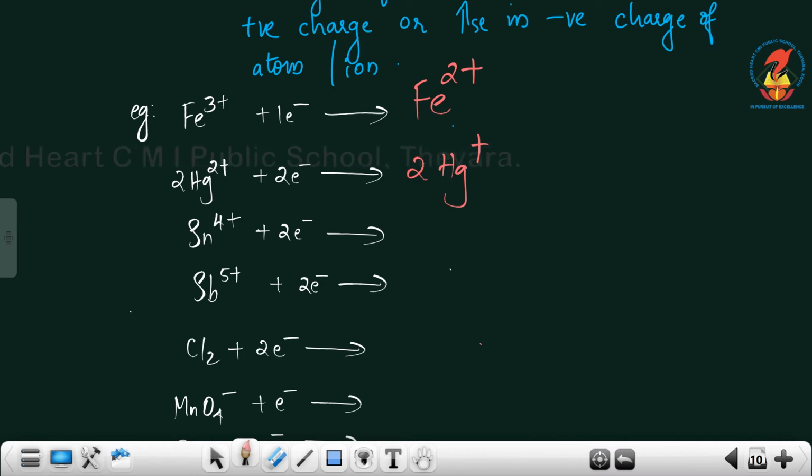Okay. Sn4+, on gaining 2 more electrons, will become Sn2+. 4+ means 4 extra positive charges, or 4+ means there is actually 4 electron deficiency. That is the correct explanation. Sn4+ means there is actually a 4 electron deficiency. To that we are adding 2 more electrons, so that the 4 deficiency will become 2+. Now it has only a 2 electron deficiency.